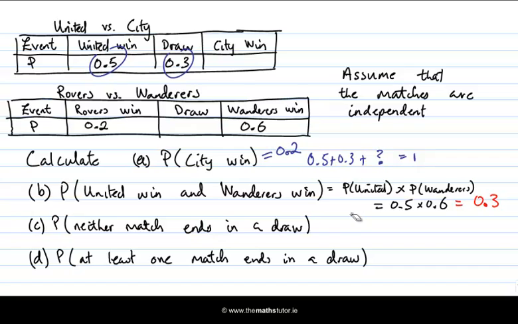Okay, now what about the probability that neither match ends in a draw? So what do we want to do here? We want to break this up into events for each match, right? We want to describe this overall event here, that neither match ends in a draw, in terms of each individual match. Well, neither match ending in a draw is the same as saying that United City is not a draw, and Rovers Wanderers is not a draw.